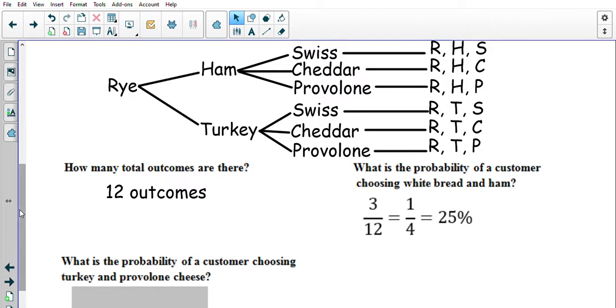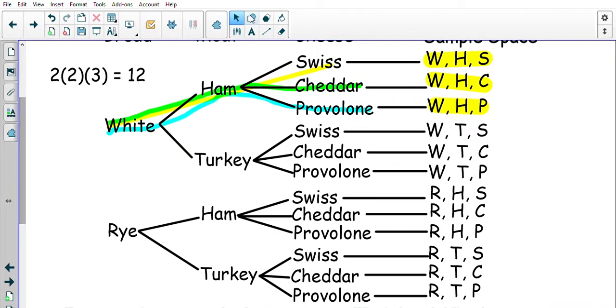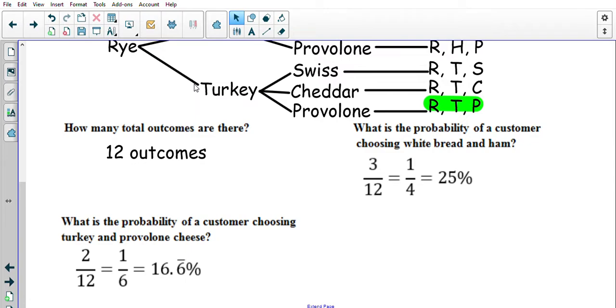Then it says, what is the probability of a customer choosing turkey and provolone cheese? That means I need a T and a P in my outcome or sample space. So that's going to be this outcome here and this outcome here. Those are the only 2 that have both turkey and provolone. So this one's going to be 2 out of our 12 possible outcomes, which reduces to 1/6, which is 16.6 repeating percent, or about 16.7%. Remember, do 1 divided by 6 to get 0.16 repeating, which is about 16.6 or 16.7%.